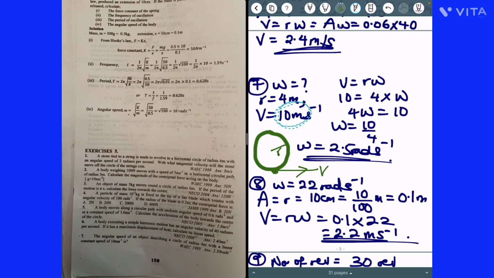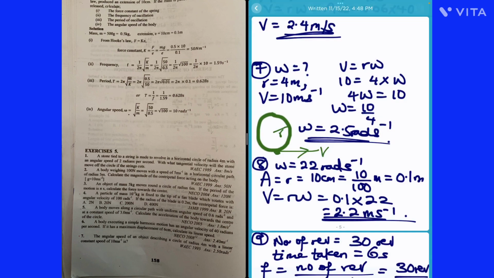So in question 7, we are asked to find angular velocity when the linear velocity is 10 meters per second, the radius of the circular path is 4 meters, and we don't know the angular speed. So using v is rw, the relationship between the linear speed, the angular speed, and the radius of the circle, 10 is equal to 4 times w. So 4w is 10. If you rearrange, w will be 10 over 4, which gives 2.5 radians per second. That's a very simple question if you look at it very well.